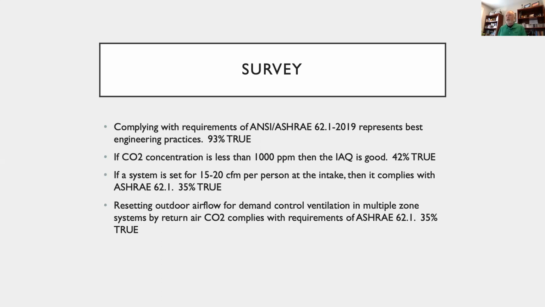The code is the least you can do. So it's not really the best practice. If we want to do best practice, we have to figure out how to go beyond the minimum, beyond the code, and we can pick some things out of ASHRAE 62 that can help us do things better, that are options. But the minimum is the code. If the CO2 concentration is less than 1,000, the IAQ is good.